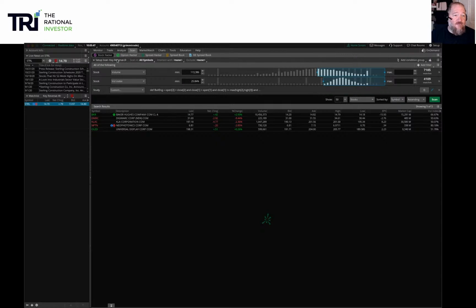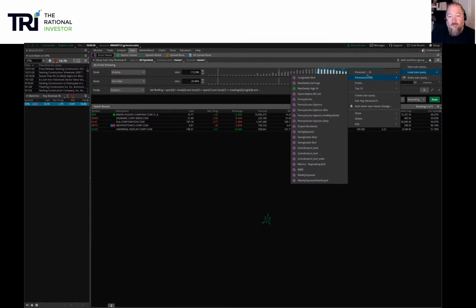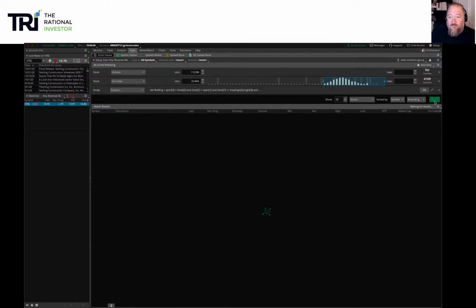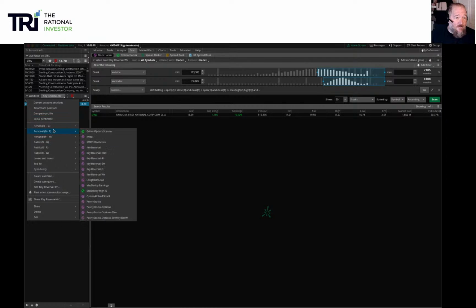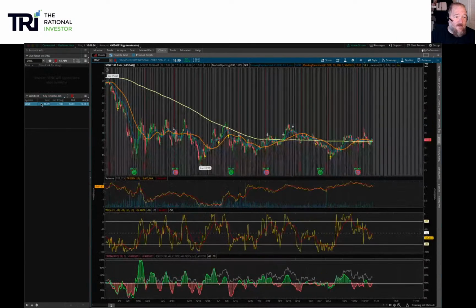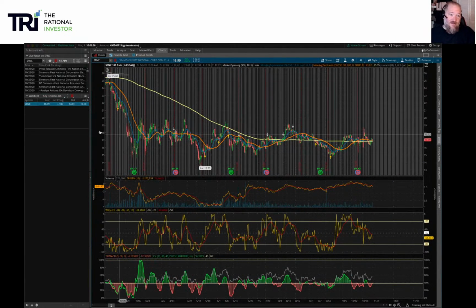Let's look at the weekly. So I've got load scan query, personal. You can see I have a bunch of stuff I've created, but key reversal weekly. One stock, SFNC. Like I said, pretty rare. Now, in here, I can come over and go key reversal weekly and go to my charts and just click on it and see what the chart looks like. But that's not my favorite way to do it.